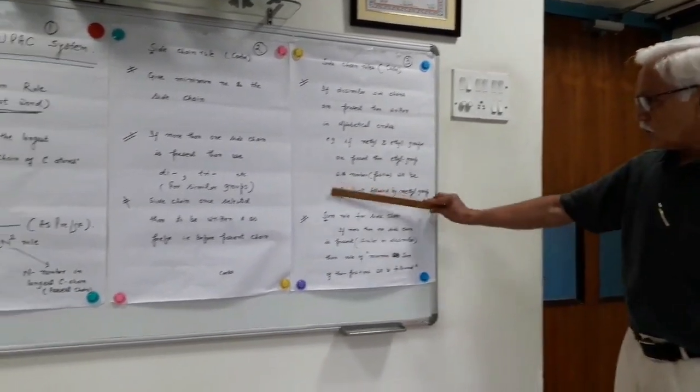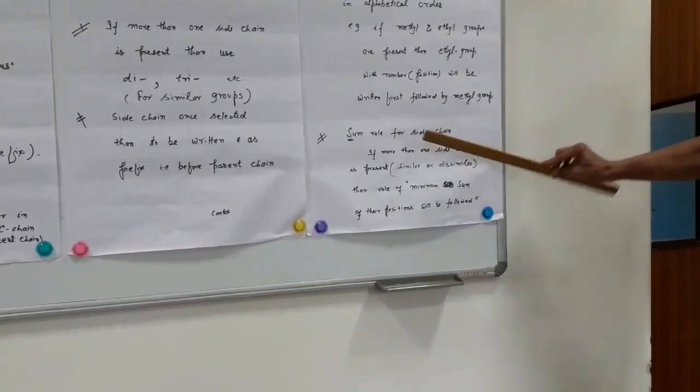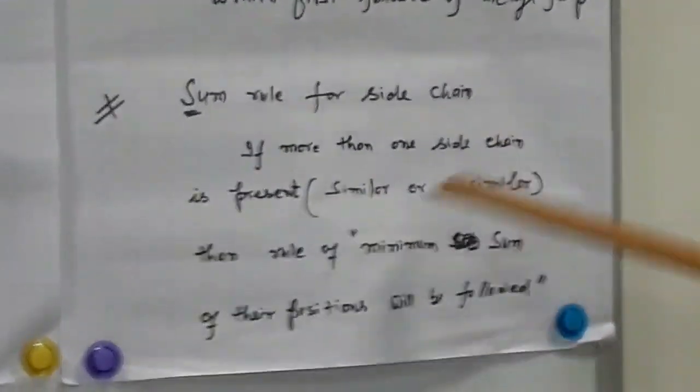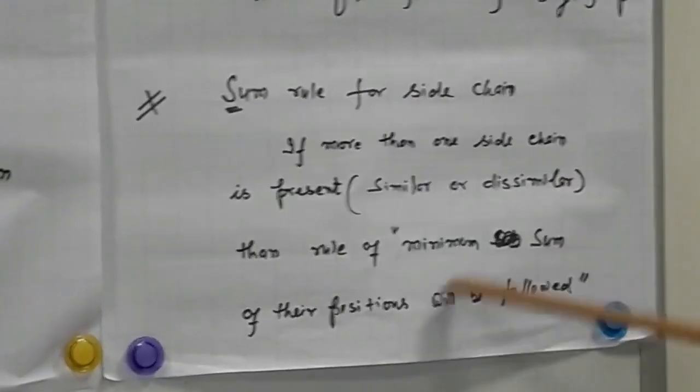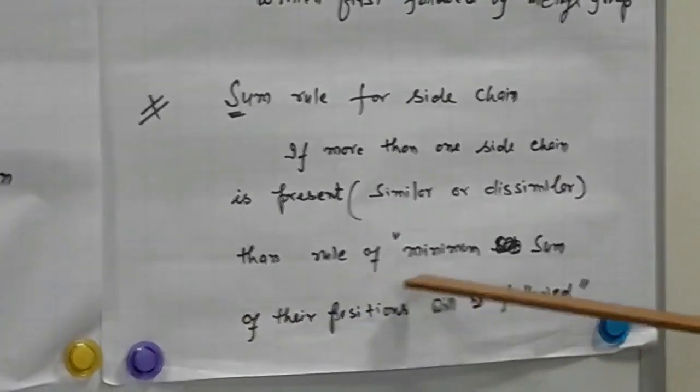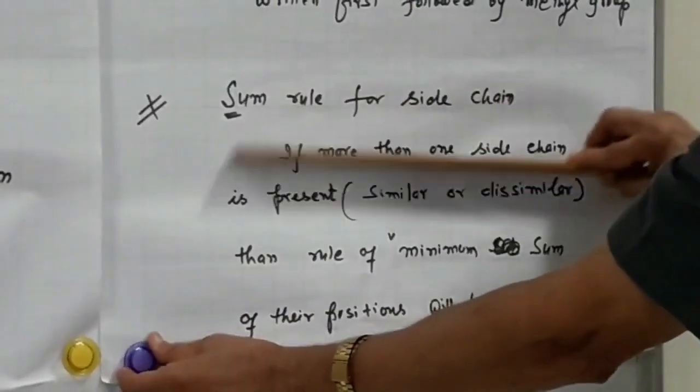Right? Now the sum rule has come. If more than one side chain is present, similar or dissimilar, whatsoever it may be, then the rule of minimum sum applies: their sum should be minimum.